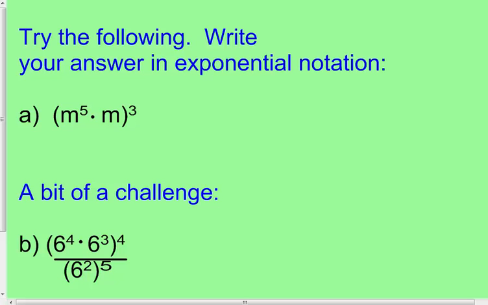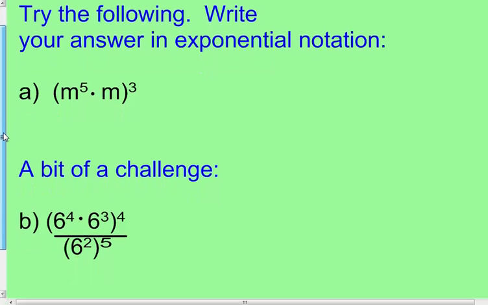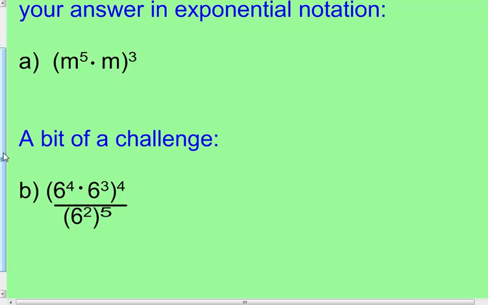Try the following, write your answer in exponential notation. Well, we'll do these together. So copy letter A, m to the 5th times m, all raised to the 3rd power. Well, I know that this is m to the 1st. So I'm going to do my product of powers first. M to the 5th times m to the 1st. Well, that would be keep the base and add those exponents, raised to the 3rd power. Well, now I use a power of a power, and that would be m to the, keep the base, multiply the exponents, m to the 18th.